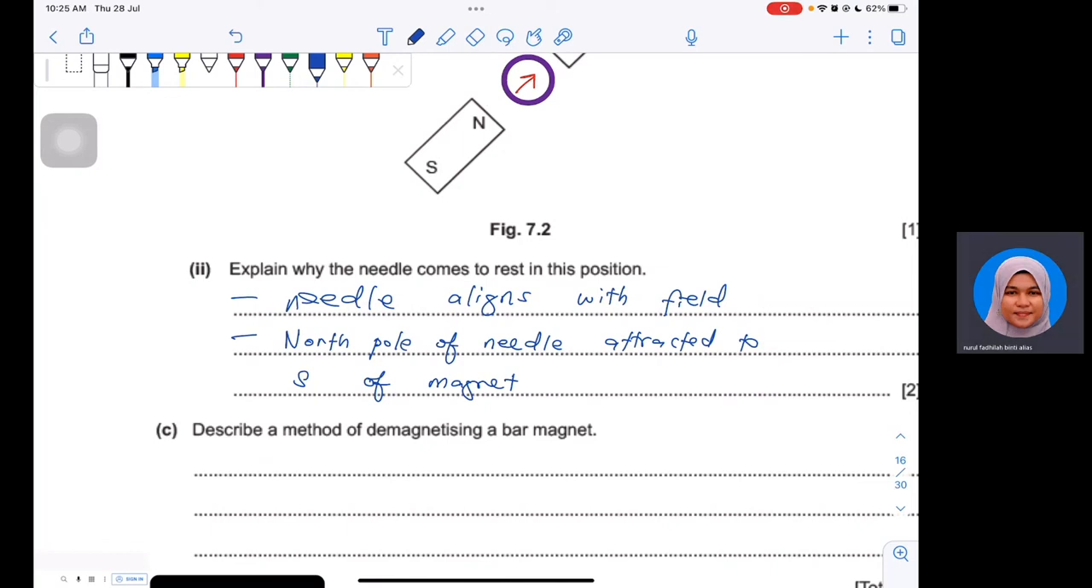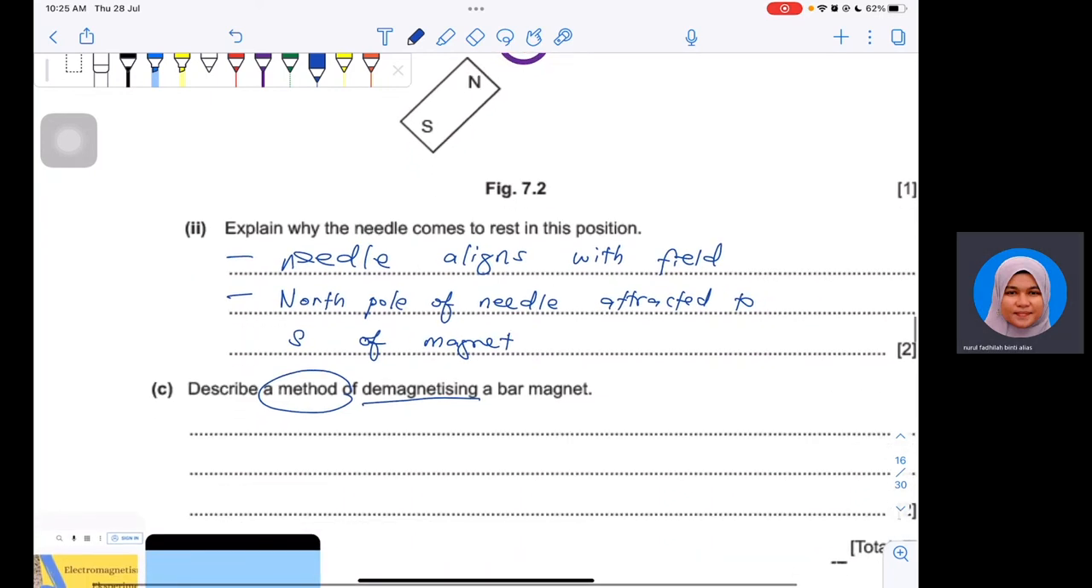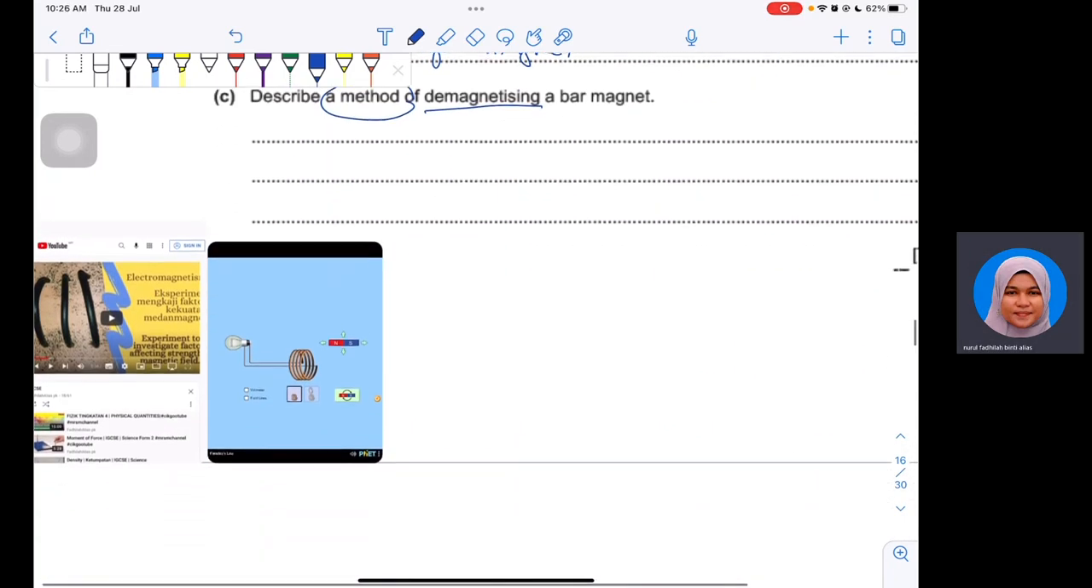Now, it says describe a method of demagnetizing a bar magnet. For this question, you read. If you tell the story to your friends, you remember. If you don't tell stories, you will not remember. If you watch a movie, you remember a little. Oh, it's here.